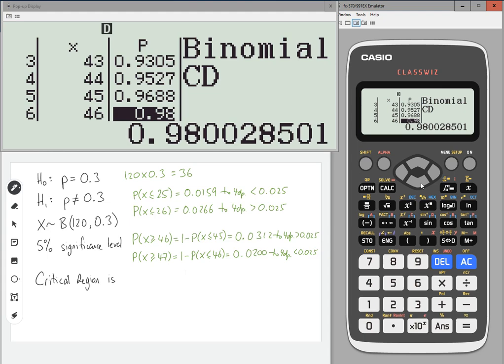So the ones that are less in both of these groupings, so that one and that one, tell us the critical region. So the critical region goes from 0 up to 25. You could write this in interval notation, if you like. So from 0 up to 25, union from 47 up to 120. So any values between 0 and 25 inclusive and 47 and 120 inclusive will reject the null hypothesis.